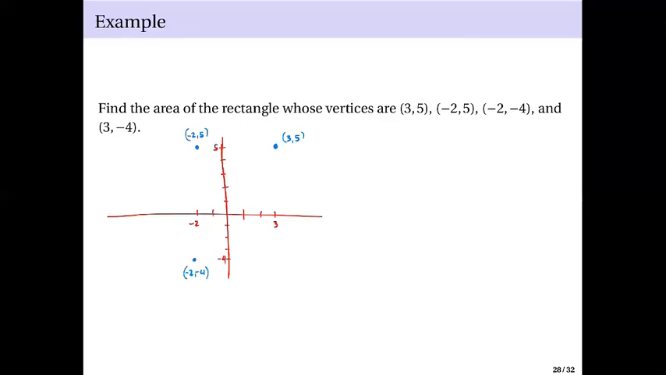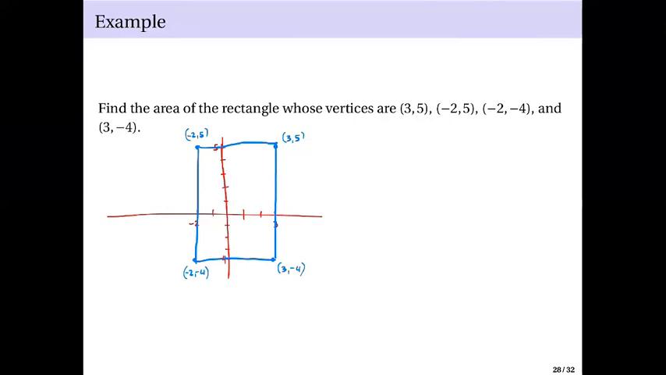And then finally, you have 3, negative 4. So you have the positive 3 for the x, negative 4 for the y. So the point is roughly here. So this is your 3 comma negative 4. And therefore the rectangle is just this guy here. So assume that it's a rectangle. But that's the rectangle that we desire.